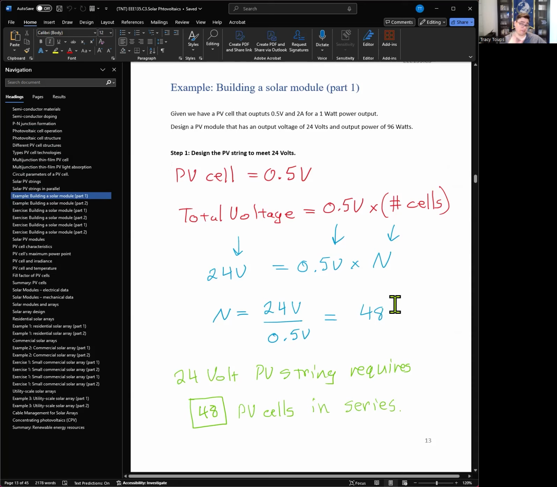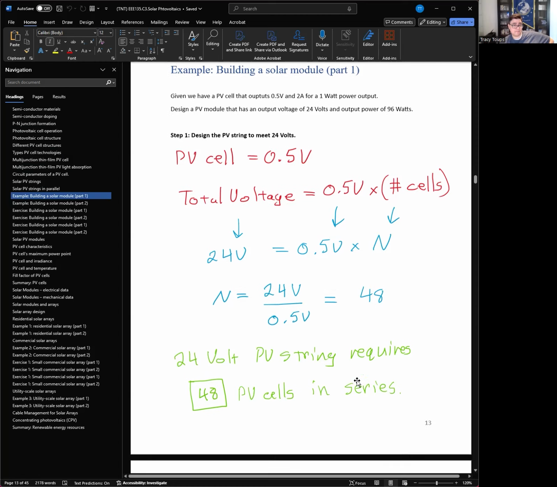So I'm going to take 48 cells, string them up in series. It's just connections, right? And then I can eventually get 24 volts. So my design so far, my PV string is 24 volts. PV string requires 48 PV cells in series. Okay.